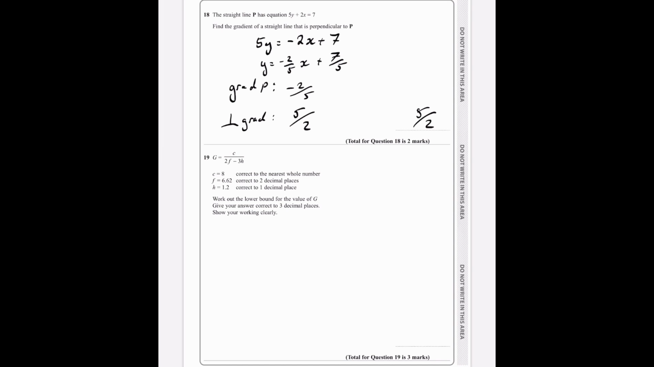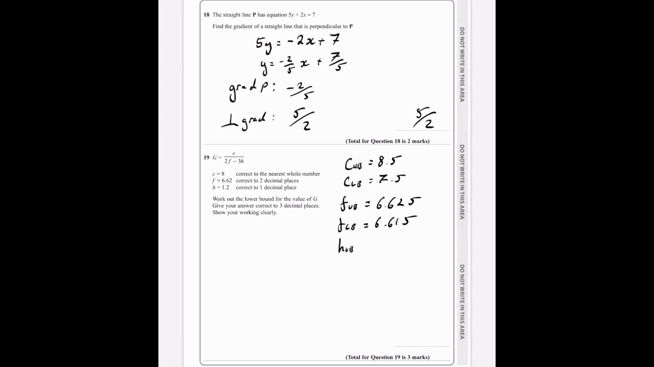Question 19 is the upper and lower bounds question. The upper bound of C will be 8.5, the lower bound of C will be 7.5. For F, the upper bound of F will be 6.625, and the lower bound of F will be 6.615.